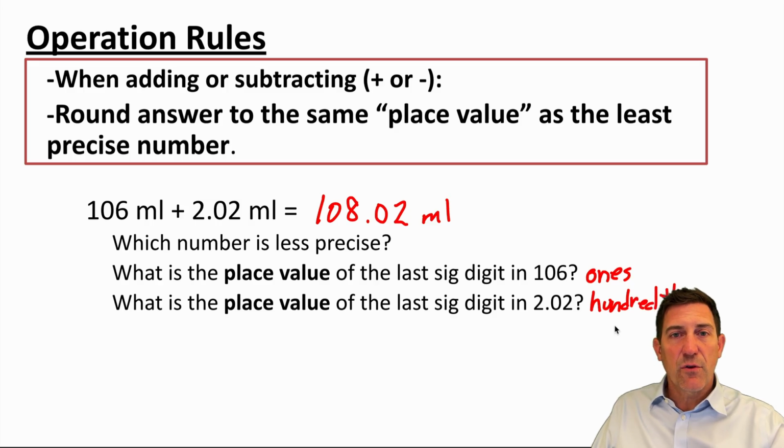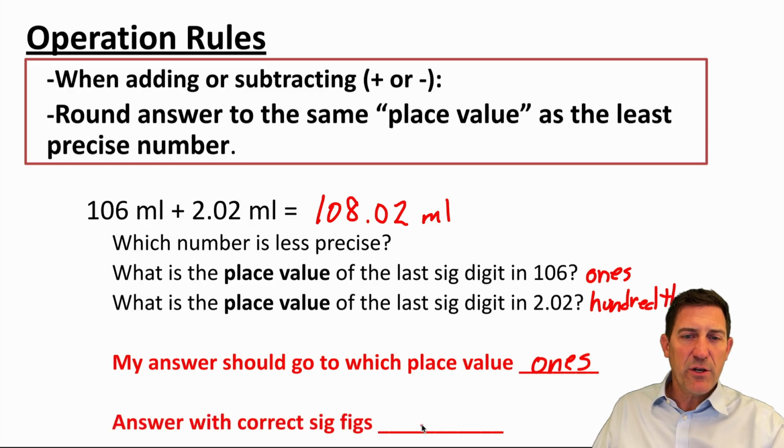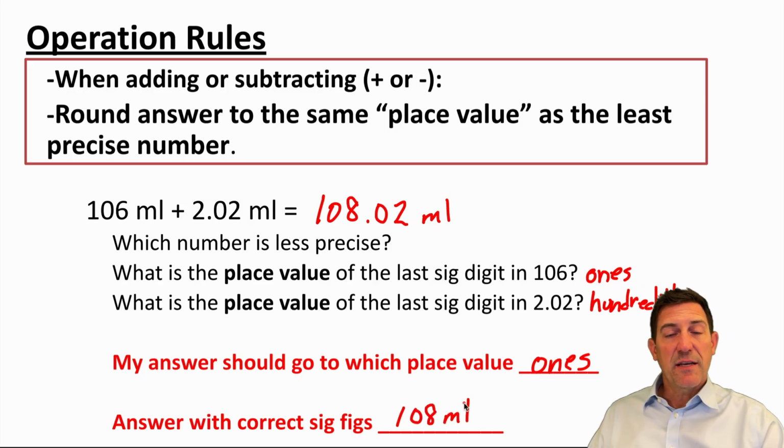But we're not looking for the one that's the most precise. We're looking for the one that's least precise. That's this one. It has a significant digit in the ones place, which is a really, really weird way to say that we just need to round our number off to this place, the ones place, which means my answer is 108 milliliters.